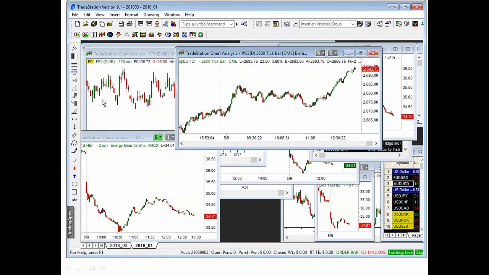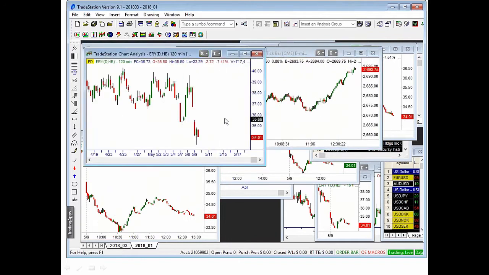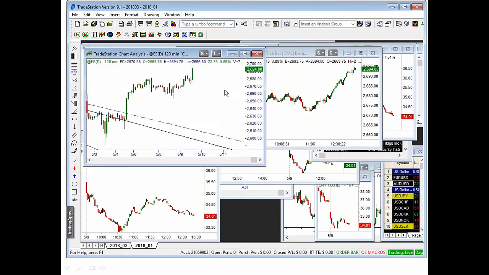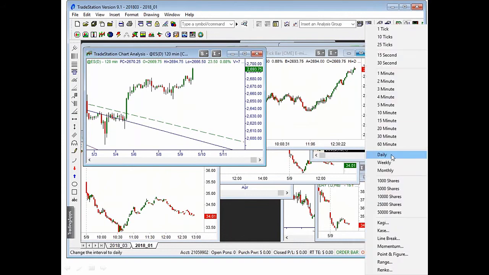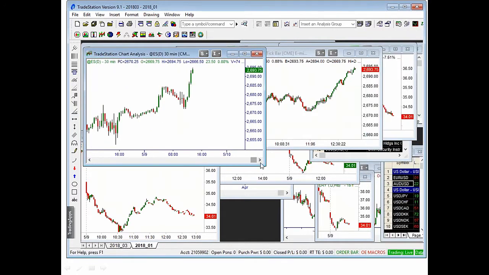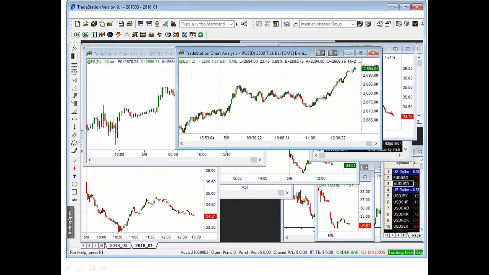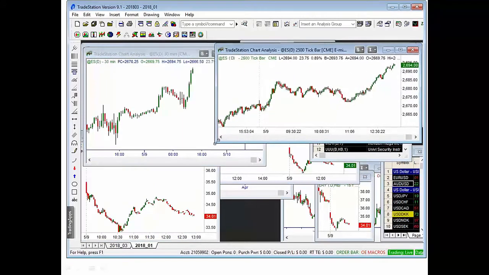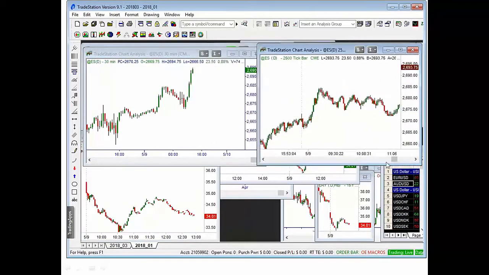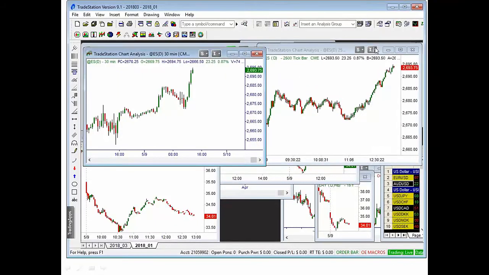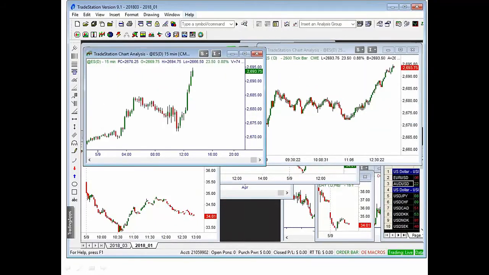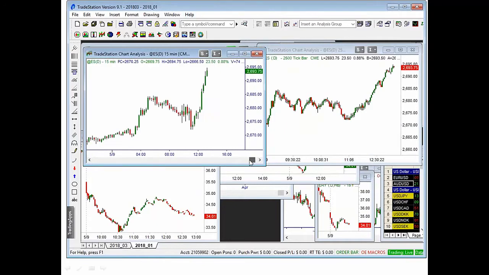Whereas for the ES, a 2,500 tick chart is going to be close to probably about a 15-minute. So you can see about the same amount, maybe 10.